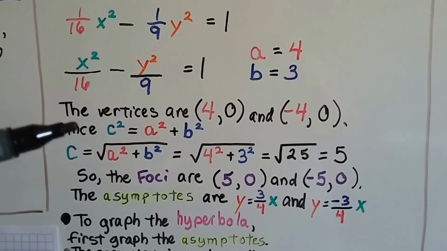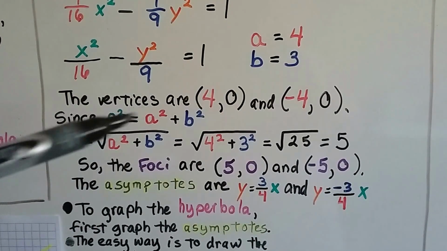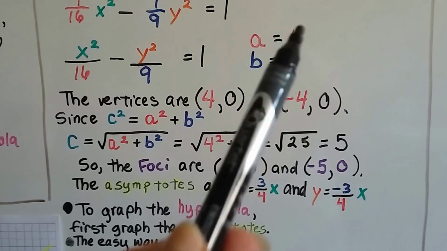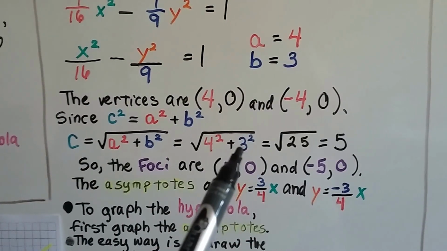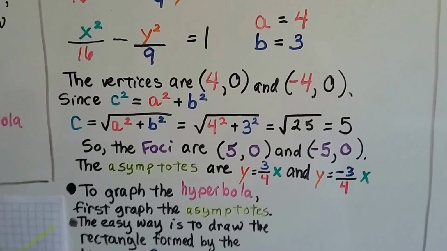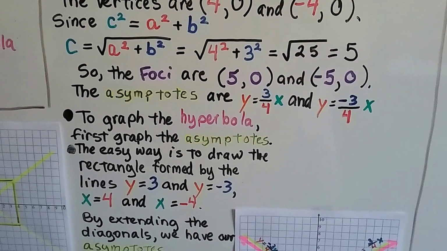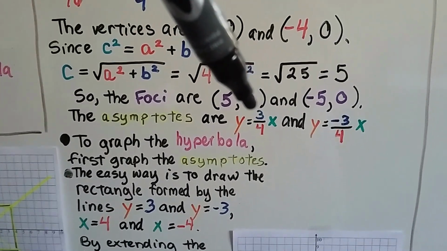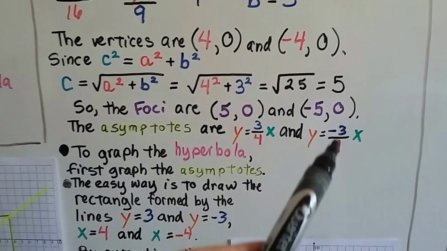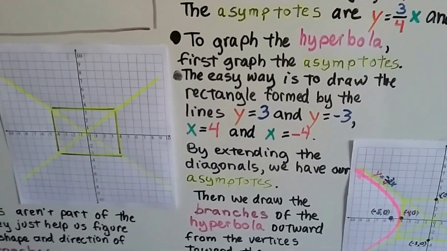Since c squared equals this a squared plus b squared, we can remove that little exponent and put the a squared plus b squared into the radical sign, can't we? If we substitute our values in, a is a 4, so we have 4 squared. B is a 3, we have 3 squared. That's a 16 plus a 9. That gives us a square root of 25, which is a 5. Now we know our foci are at 5 and 0 and negative 5 and 0. And the asymptotes are y equals 3/4 x, see, because of our a and b values, and y equals negative 3/4 x.